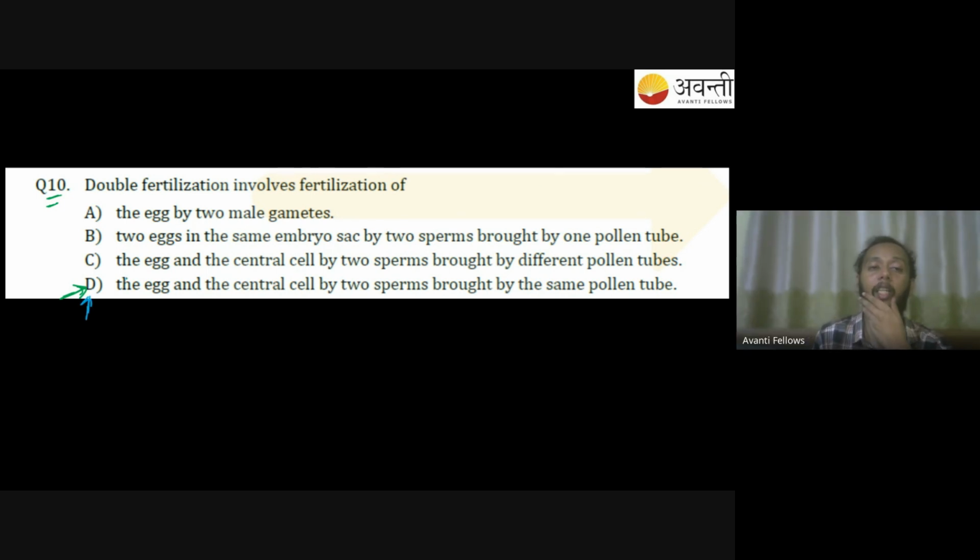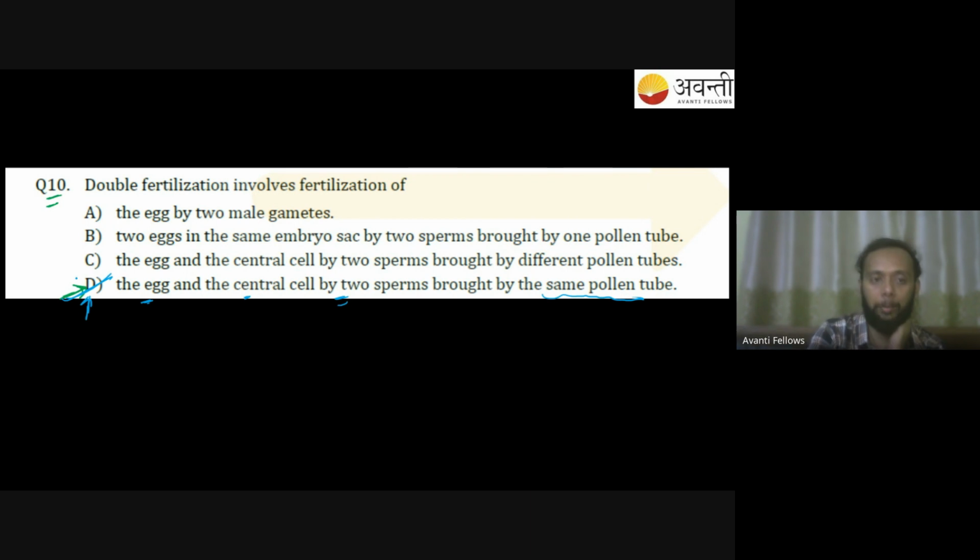देखो यहाँ पे क्या हो रहा है, डबल फर्टिलाइजेशन मींस व्हाट? The egg is involved, so you have an egg, you have a central cell and they are getting fused with what, two sperms. So दो sperm आ रहे, एक egg के साथ fuse करा, एक central cell के pollen nuclei के साथ fuse करा, and brought by the same pollen tube.